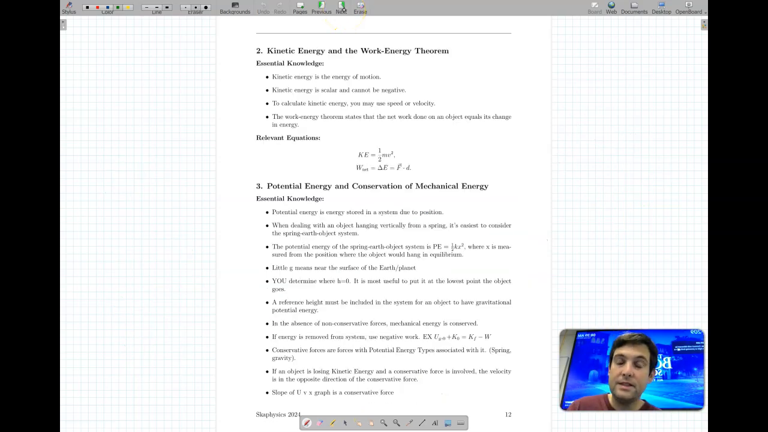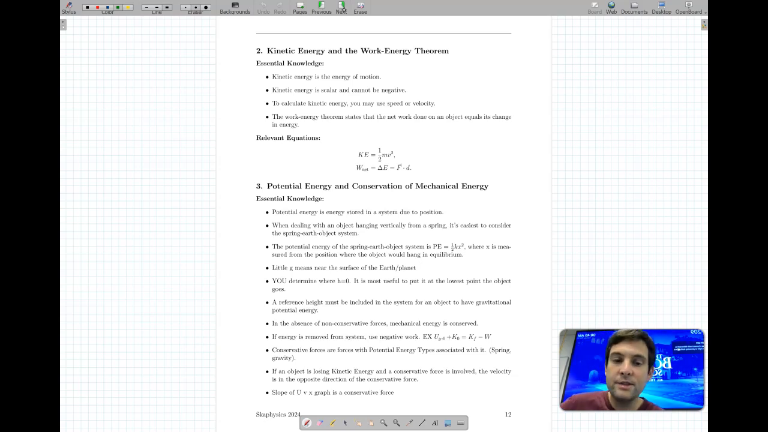Kinetic energy is the energy of motion. If you're moving, you've got kinetic energy. Kinetic energy is scalar, but unlike work, it cannot be negative. The v is squared, the speed is squared, or the velocity is squared, so it can never be a negative value. To calculate kinetic energy, you can use speed or velocity because it's squared, so direction doesn't really matter.